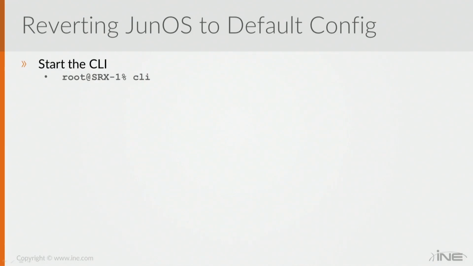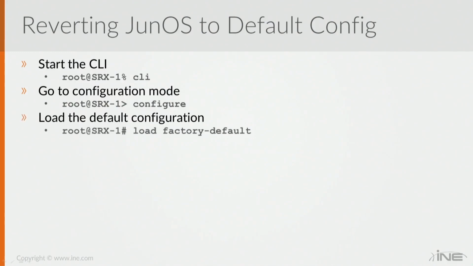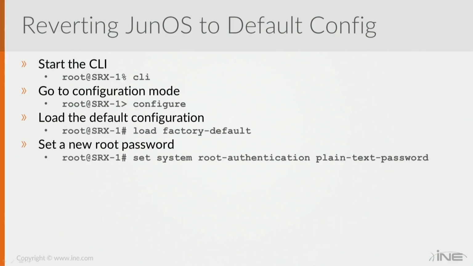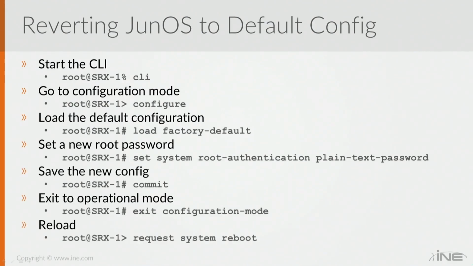So the first thing that we do is to start the CLI process, which is just the command CLI. We'll talk a little bit about this later to see the specifics of it. We go to effectively what is global configuration. We load the default config, which is essentially the same as erasing the config. Configure a new root password, save the config, and then reboot the box.